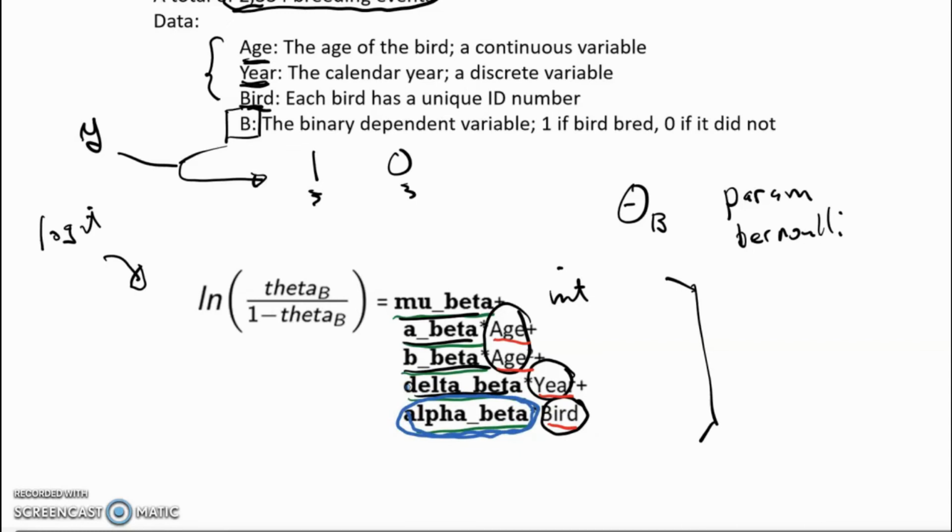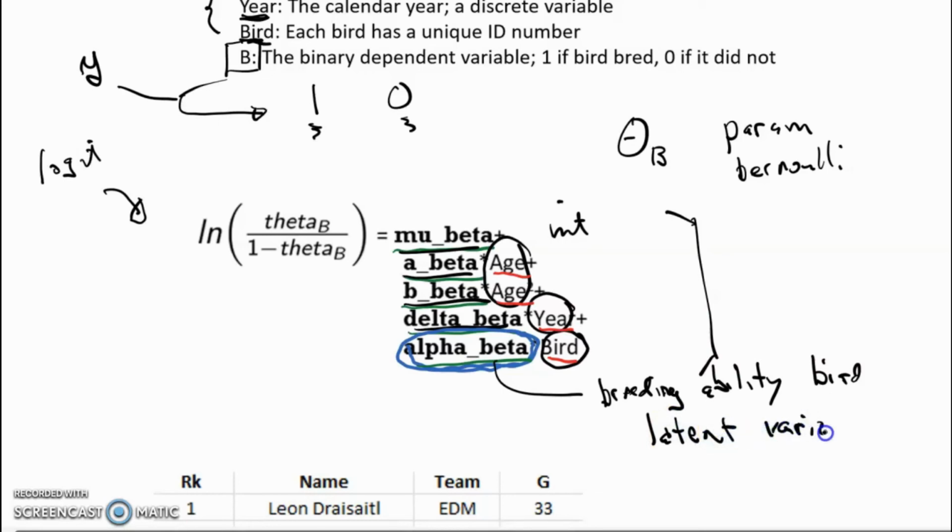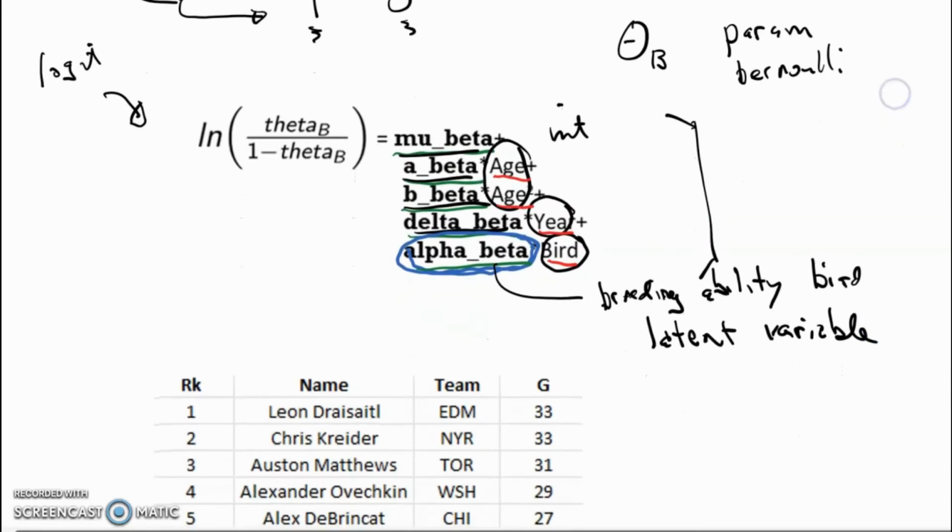So what is alpha beta? Alpha beta we can think of as being the breeding ability of the bird. And it's what we can think of as being a latent variable. Something that we think exists, but we don't know exactly how to measure it. We can't see it directly.